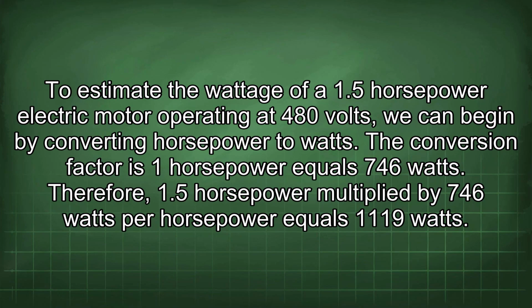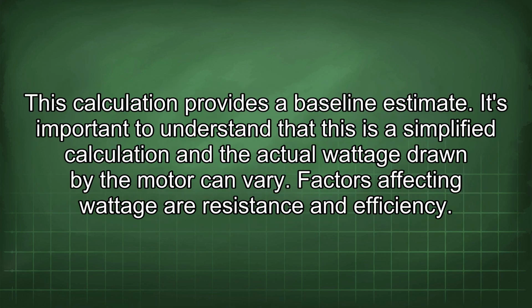To estimate the wattage of a 1.5 horsepower electric motor operating at 480 volts, we can begin by converting horsepower to watts. The conversion factor is 1 horsepower equals 746 watts. Therefore, 1.5 horsepower multiplied by 746 watts per horsepower equals 1119 watts. This calculation provides a baseline estimate. It's important to understand that this is a simplified calculation and the actual wattage drawn by the motor can vary.